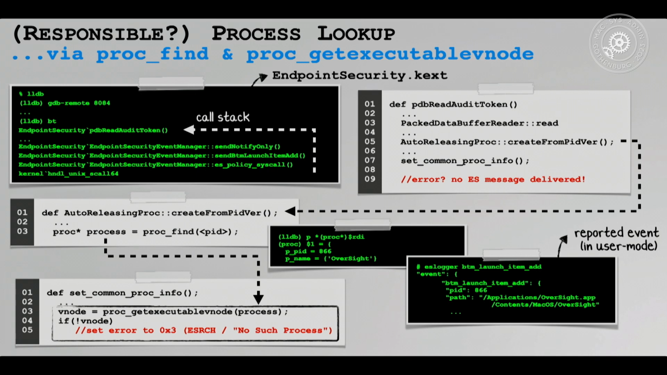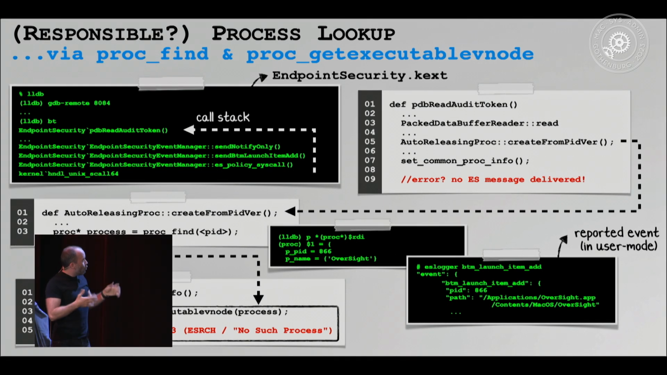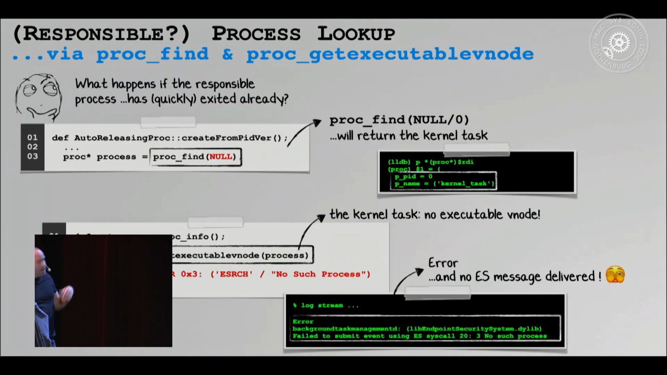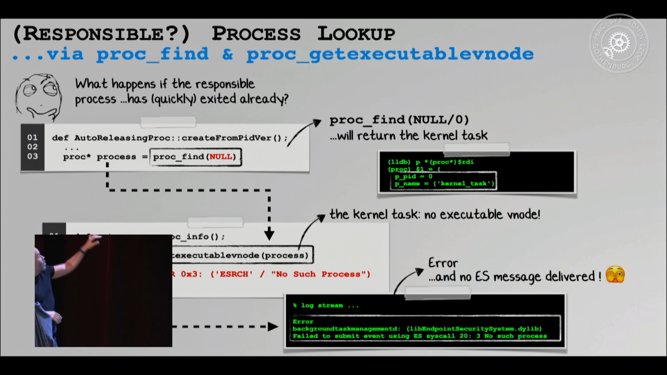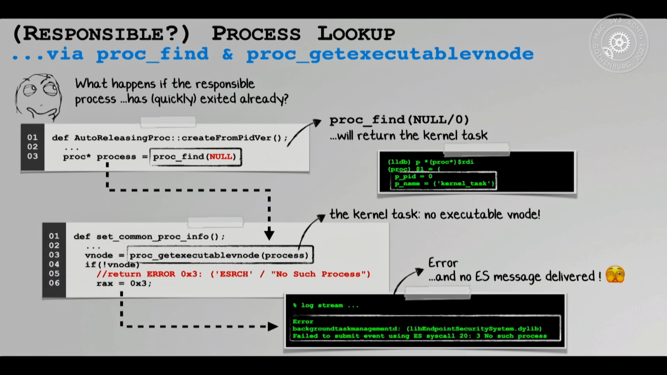So we can see that in what normally happens if we persist something like one of my tools, for example, OverSight. We can see that normally it finds that process and returns that. But in the case where the process is not found, there's a problem. And this slide explains better what I was just trying to explain, which is if proc_find is called with null or 0, if the process has exited, it returns the kernel task. The kernel task does not have an executable file backing it, which means there's going to be an error message.